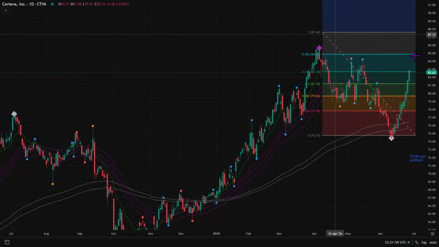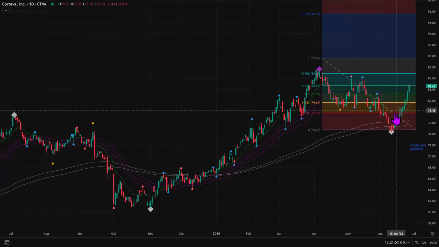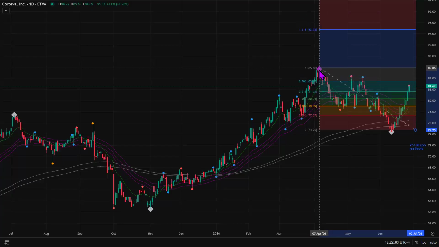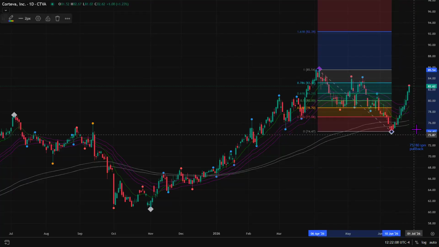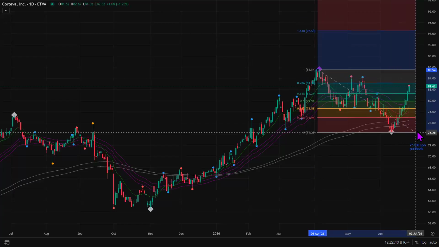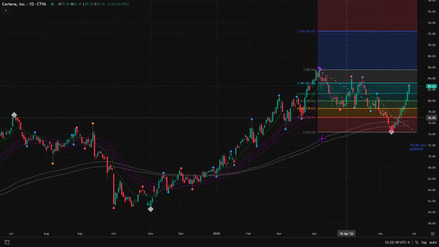So I just want to show you something. This is obviously a very, very strong CTVA. I ran the Fibonacci from high to low. Okay, from high to low, maybe let me just move it over. Notice what happens when we start to move up above. This is a move above the filter.